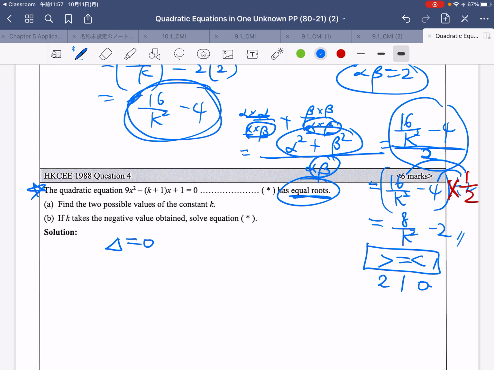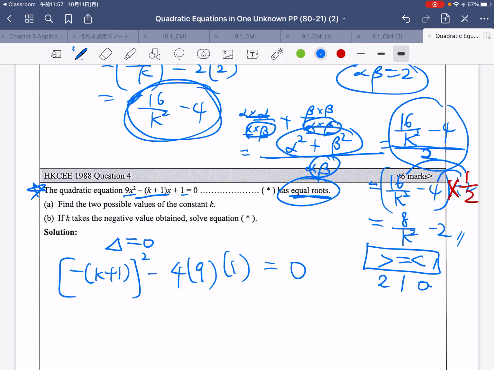So negative (k plus 1) all squared, that means b squared, this is b, minus 4, a is 9, c is 1, equals 0. And because this is negative, if you have a square, this negative will become positive. That means (k plus 1) all squared minus 36 equals 0.